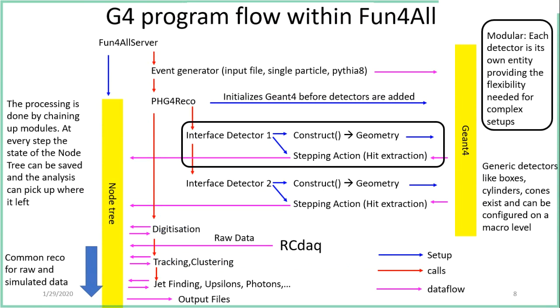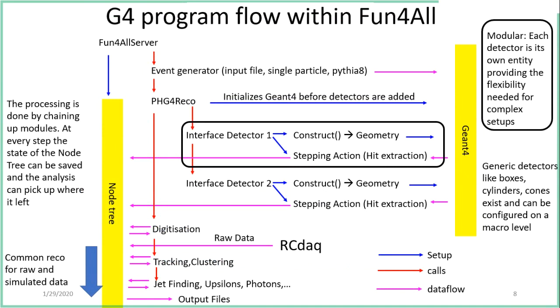So PHG for Rico, again, as I said, is basically a loop. It calls an interface object for a detector, and this interface object in the end has to provide a construct method. That's the standard Geant 4 method that you use to construct your detector, geometry, material, all that stuff, which then gets put on as a detector into Geant 4, and then it has to provide a stepping action. And the stepping action is called by Geant after every Geant 4 step, and that's basically the place where we extract the hits out of Geant 4.